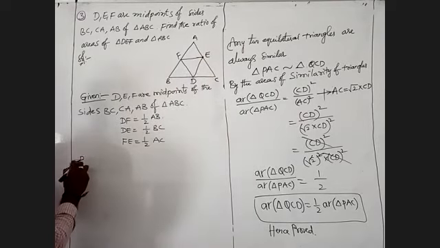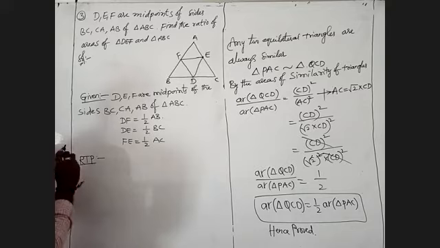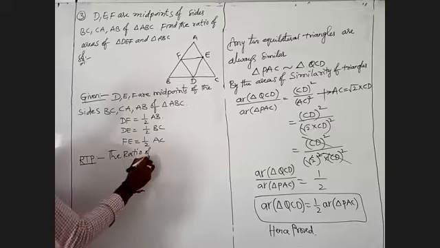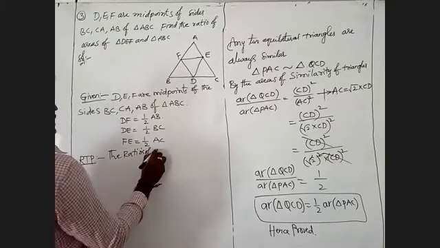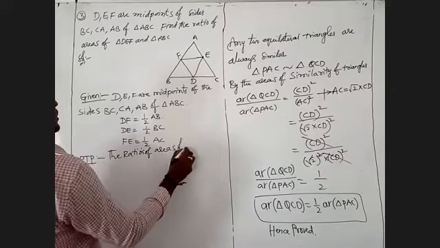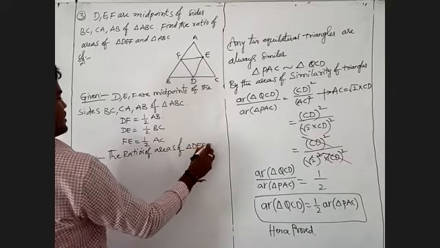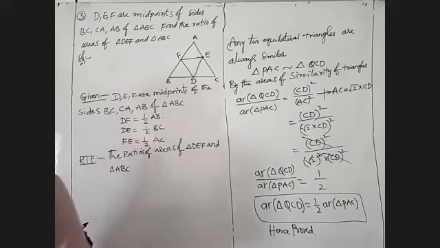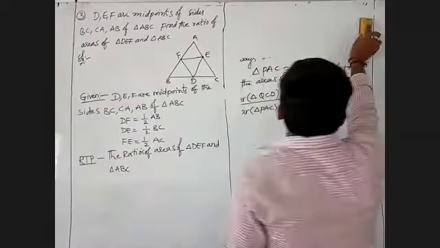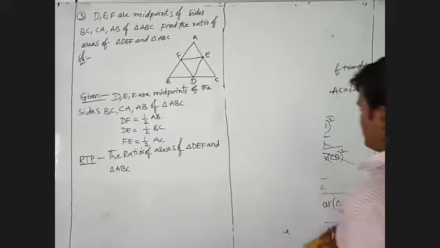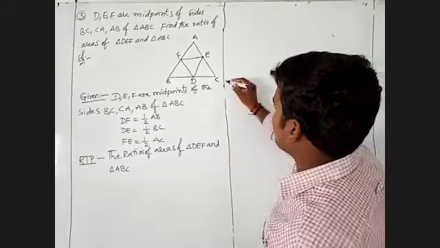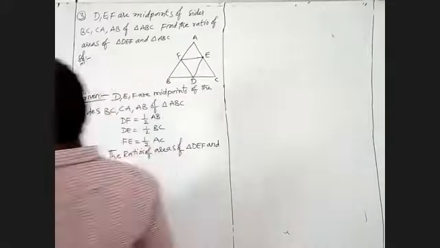I will write their RCB. What is their RCB? The ratio of areas of triangle DEF and triangle ABC. Triangle DEF and triangle ABC. Now I am going to their proof. What is their proof?